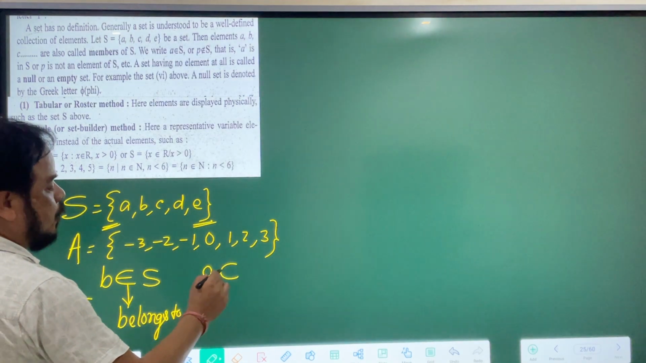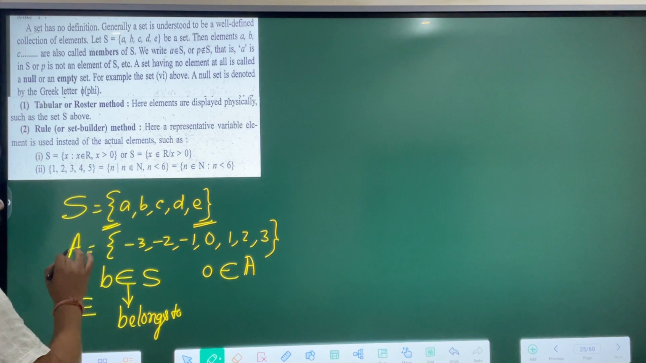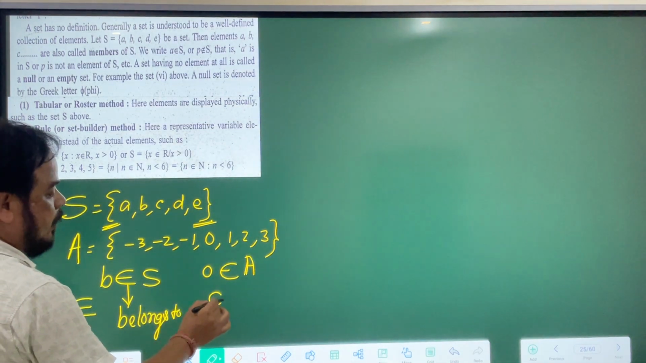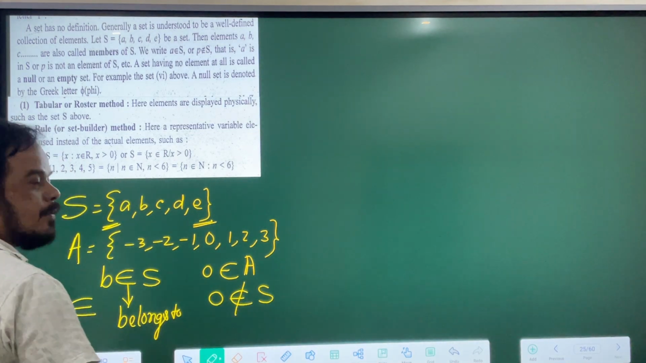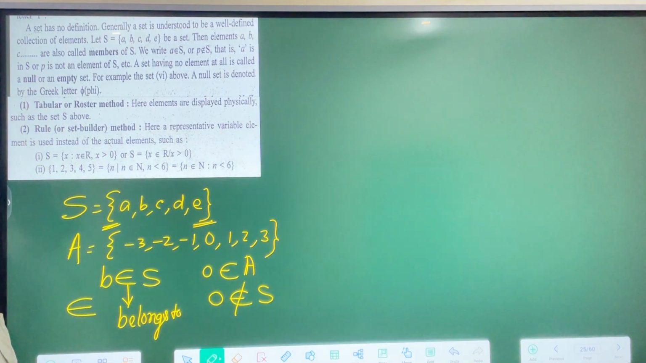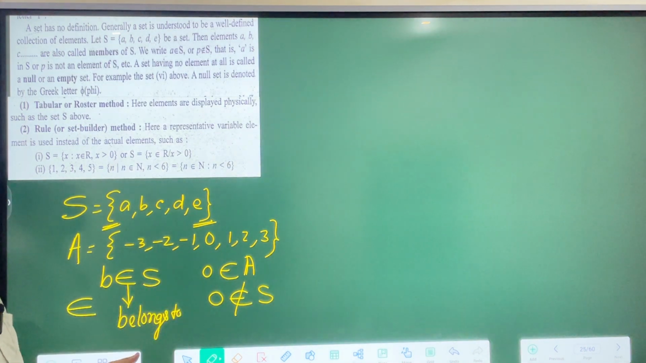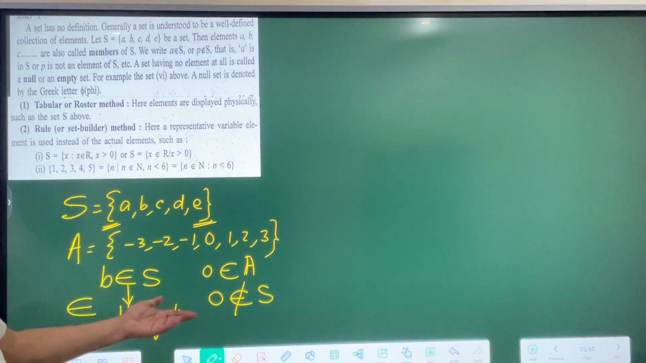0 belongs to set A. 0 is present in set A. So 0 belongs to set A. 0 does not belong to set S. Belongs to, does not belong to. So this is the symbol you have to use for belongs and does not belong. I hope you understand. If it does not belong, you will cut it.